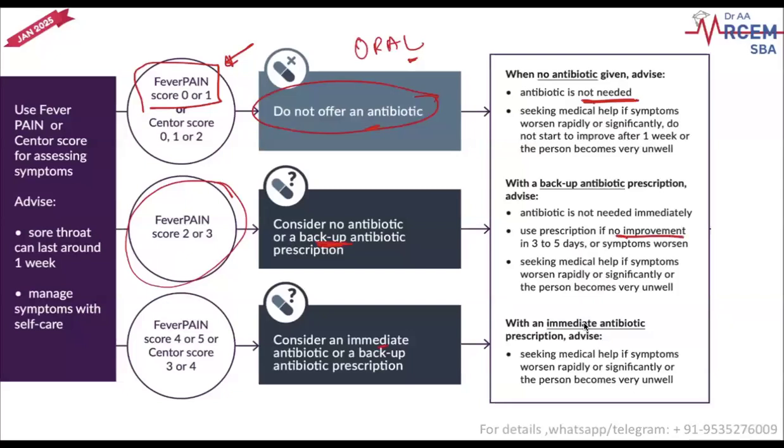We tell them if there is no improvement with the symptoms in the last 3 to 5 days, or the symptoms get worse, then you can start taking this antibiotic. Otherwise, avoid taking the antibiotics. Last one is the score between 4 to 5. For FeverPAIN score 4 to 5, you prescribe the antibiotics immediately.